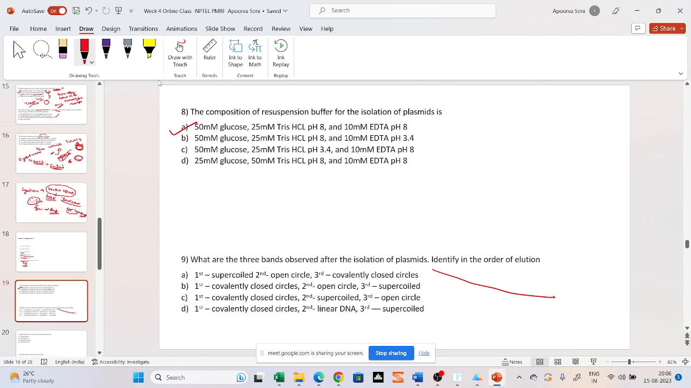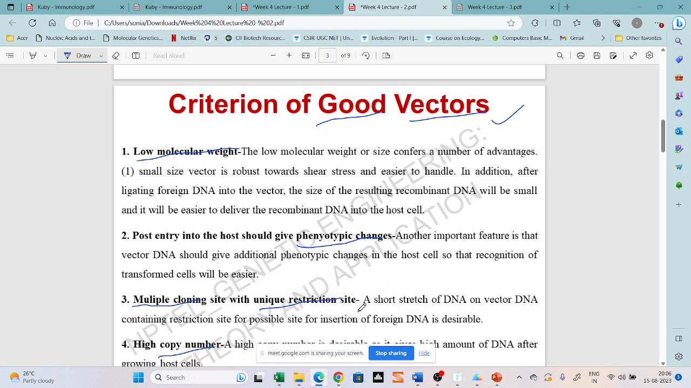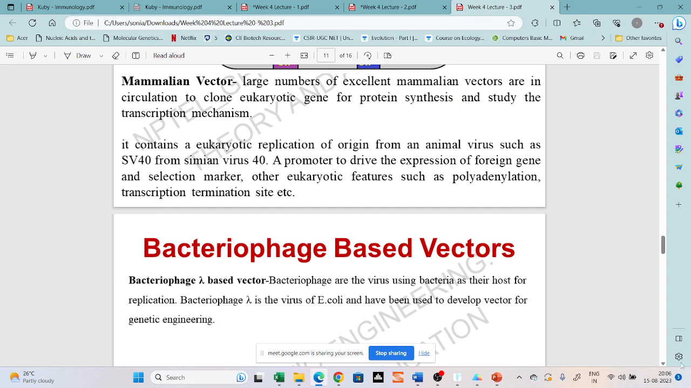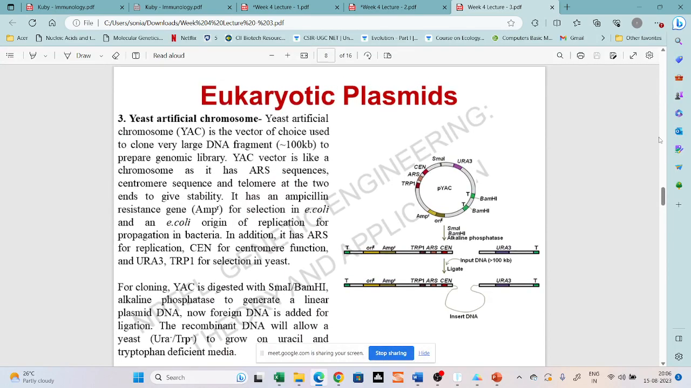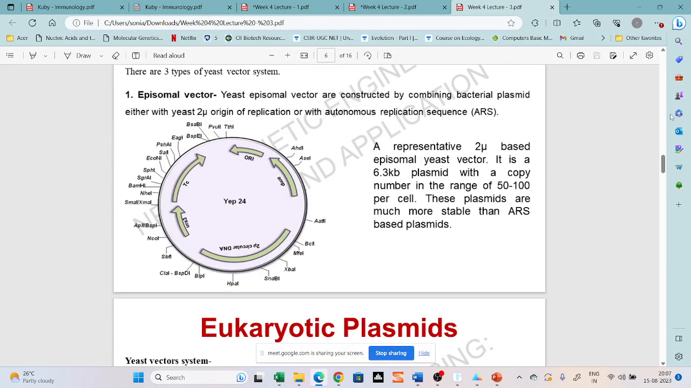Covalently closed circle, open circle, and supercoil. So you are saying option number B. This option you're saying, right? So let us just find out. We'll see in the lecture. Ma'am, it's option B.